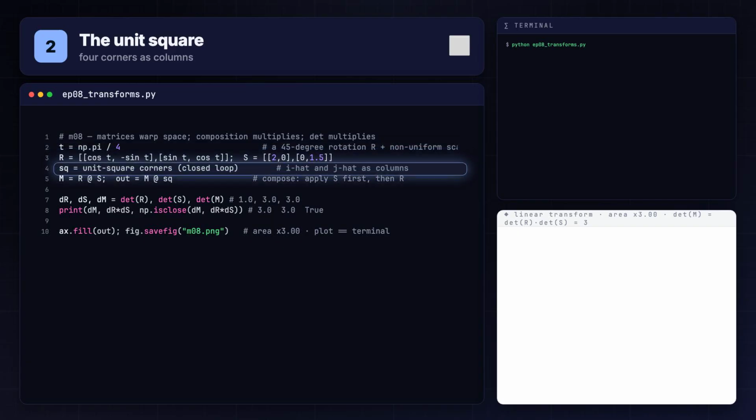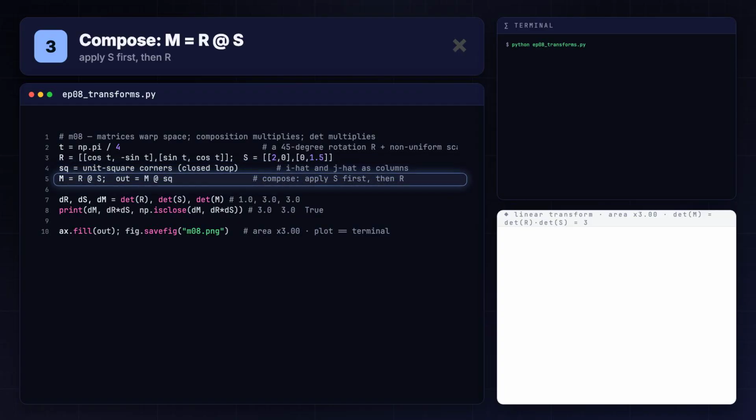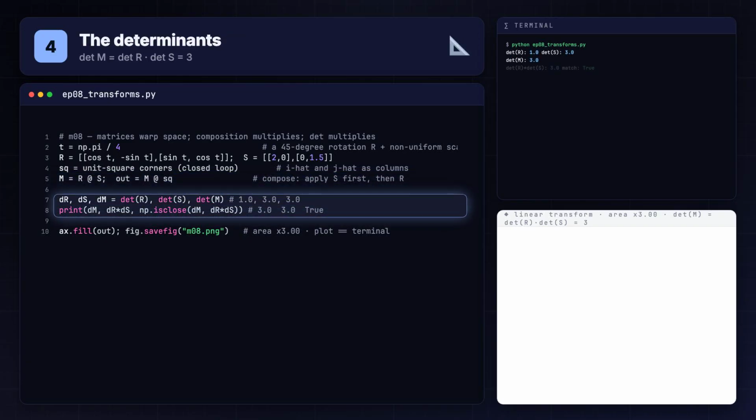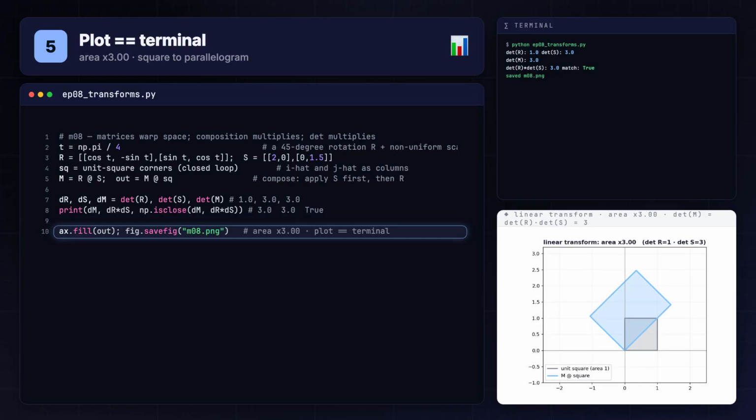We build the unit square's corners and the two basis arrows as columns. We apply S then R as one composed matrix, M equals R @ S, transforming every corner. We compute det R, det S, det M, and check det M equals det R times det S. We print the determinants and plot the original square against the transformed one.